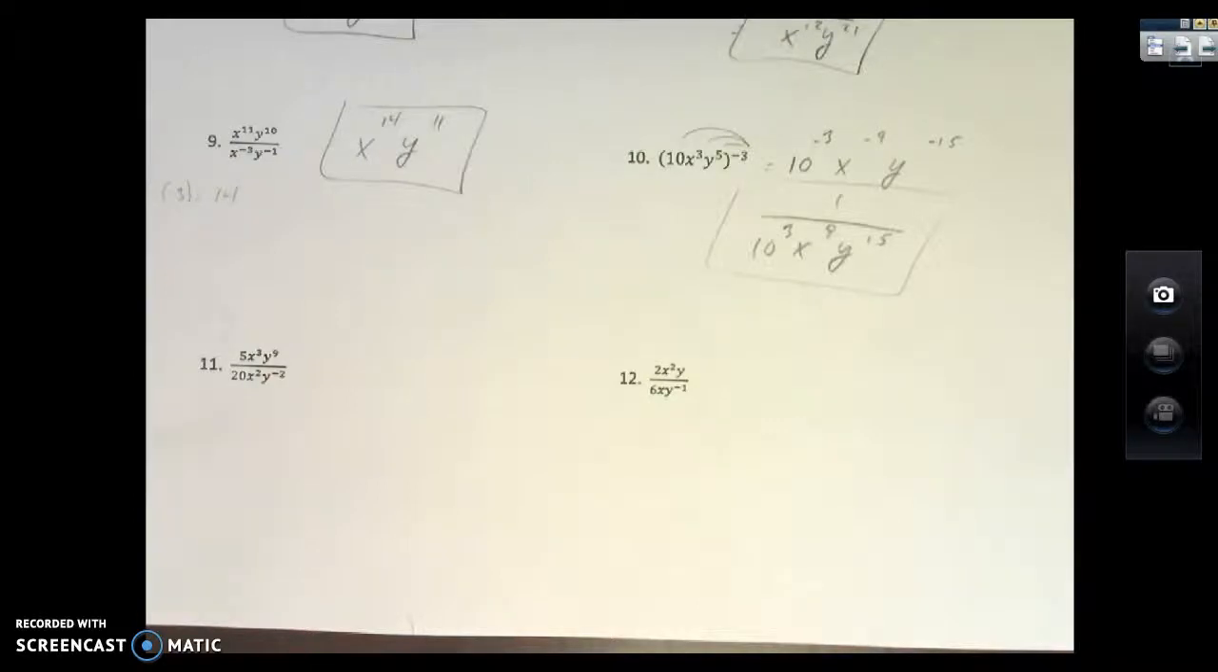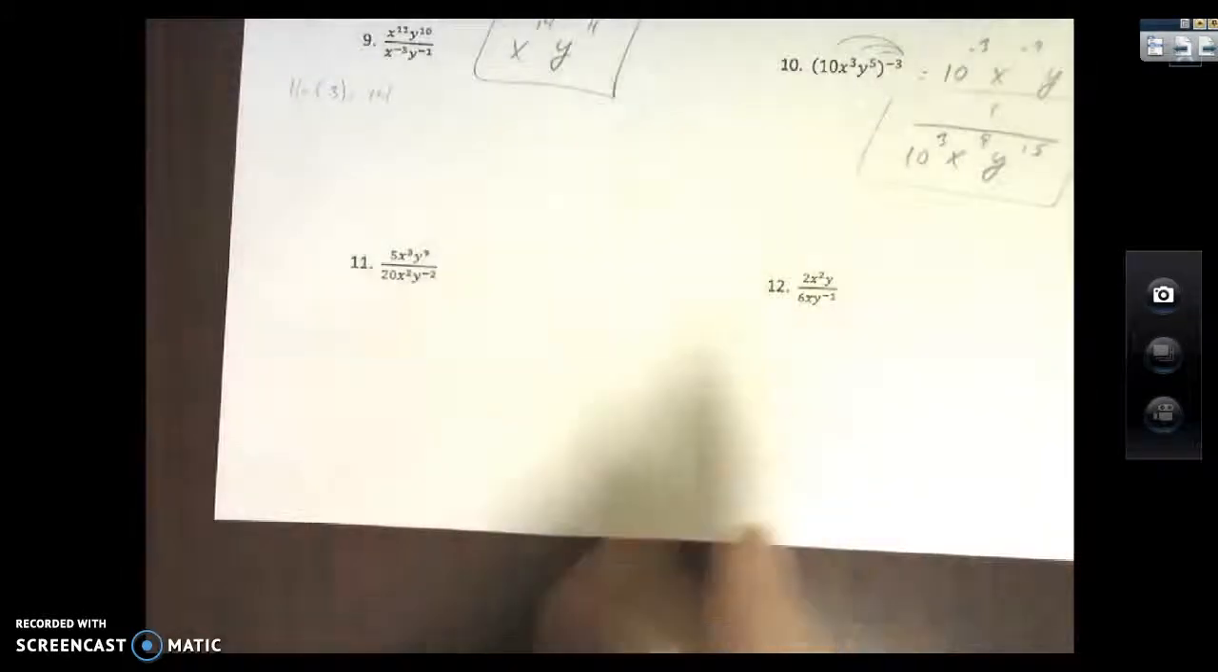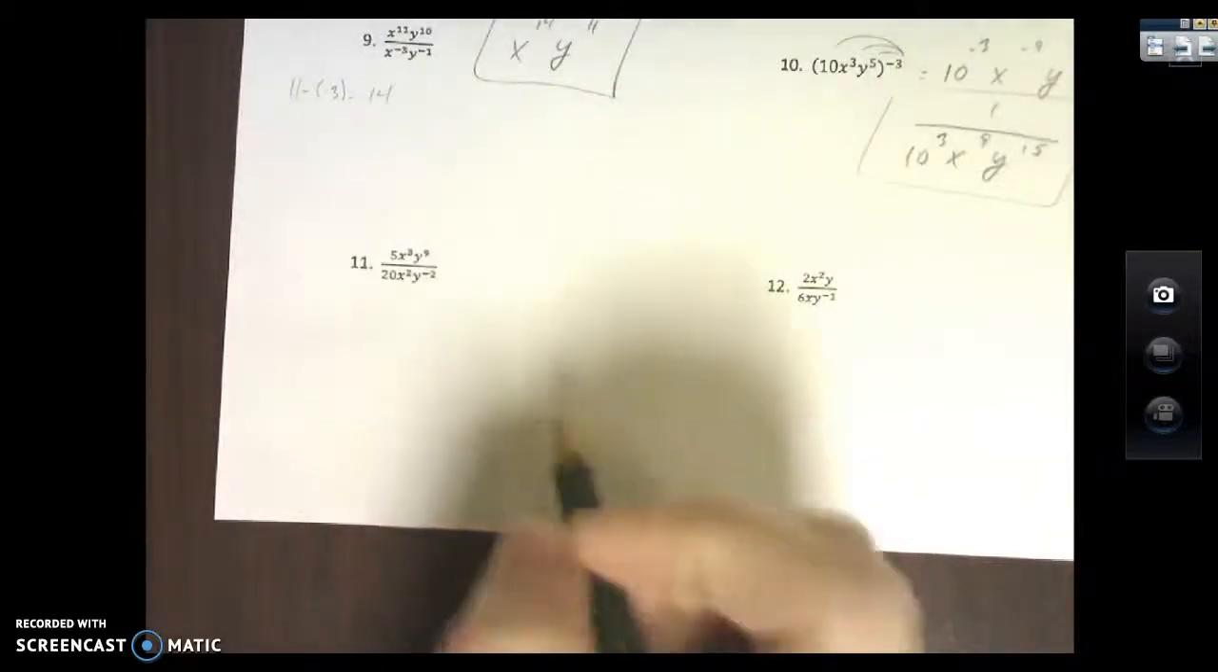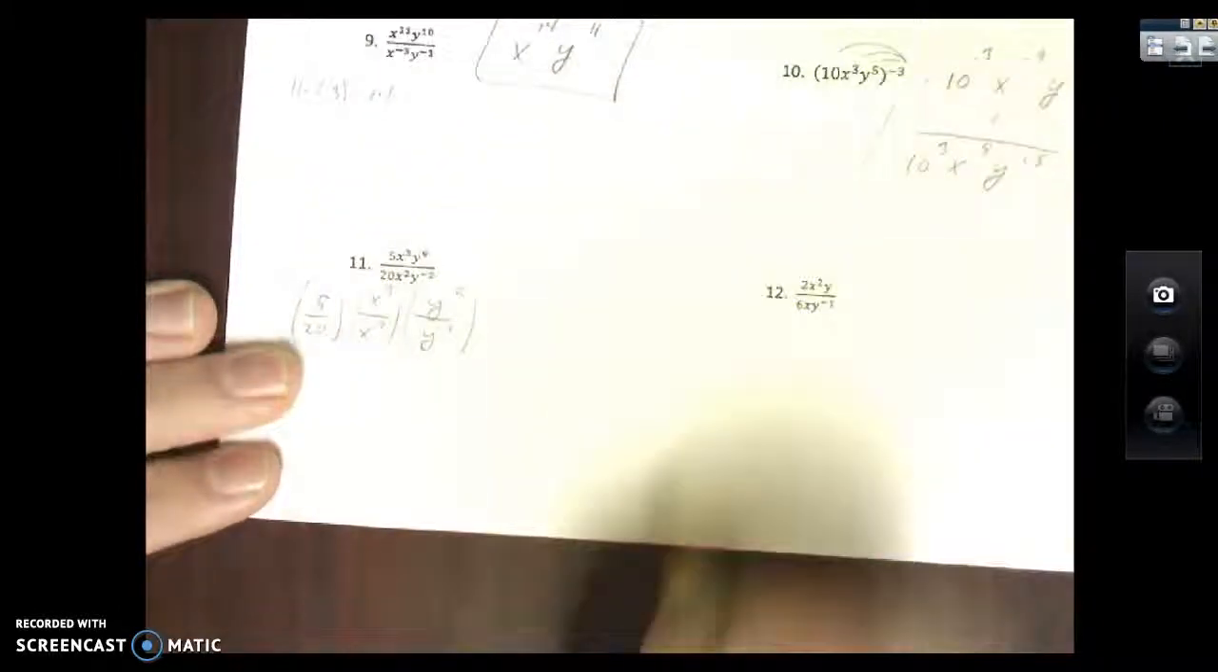Okay. Number 11. Now, these last two get a little tricky. So what we're doing here, and I'll show you guys a nice little way to break this up for yourself. I am rewriting this so that I have numbers over numbers, x's over x's, y's over y's. This is just an organization technique.